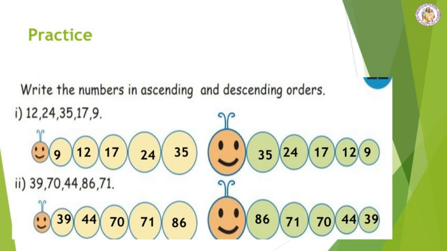The ascending order of these numbers is 39, 40, 70, 71, 86. It is increasing, and using the same numbers you have to form a descending order. That is 86, 71, 70, 40, 39.